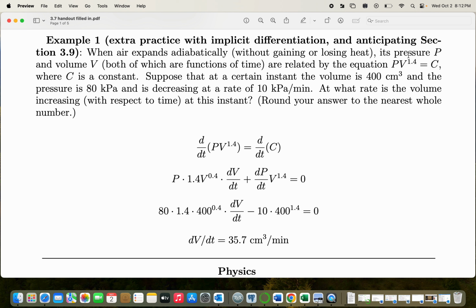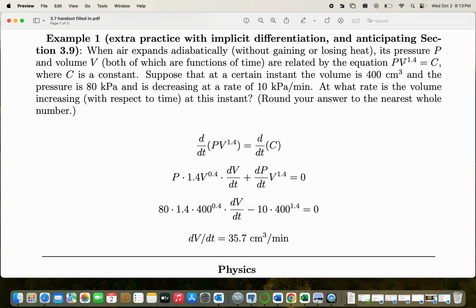Pressure times volume to the 1.4 is C. Now C is a constant, but this air is expanding. So over time, pressure and volume are both changing over time. So notice this is a related rates question. So it gives you a bunch of information and then asks, how quickly is the volume increasing at this particular moment in time when all these numbers hold? So volume is 400 and pressure is 80. And so we've already done problems like this in class. So if we'd done things in order, we would have spent a ton of time on this.